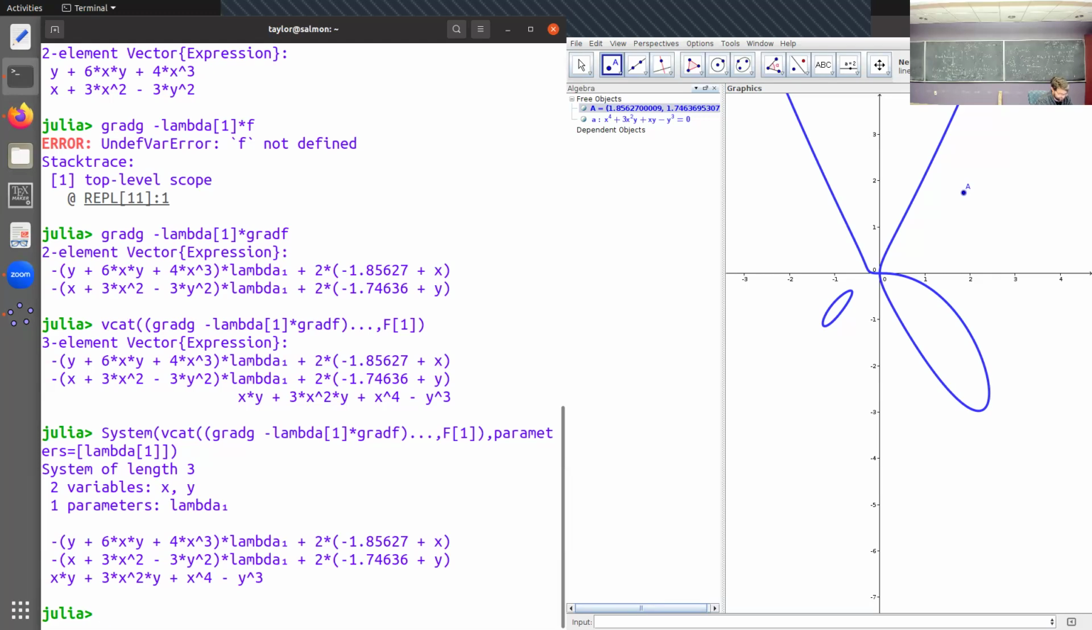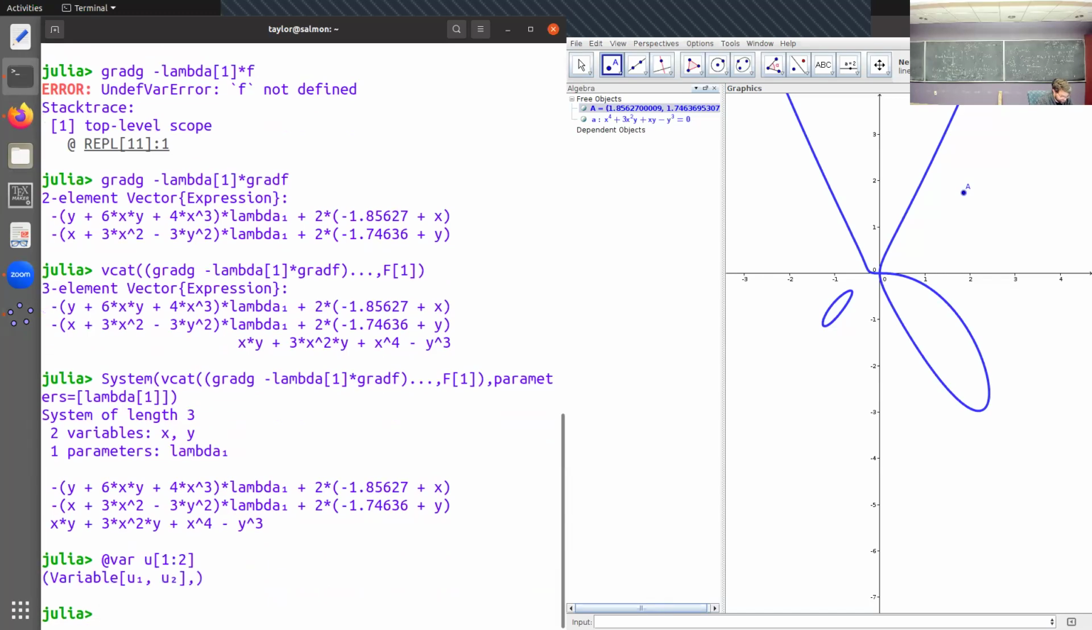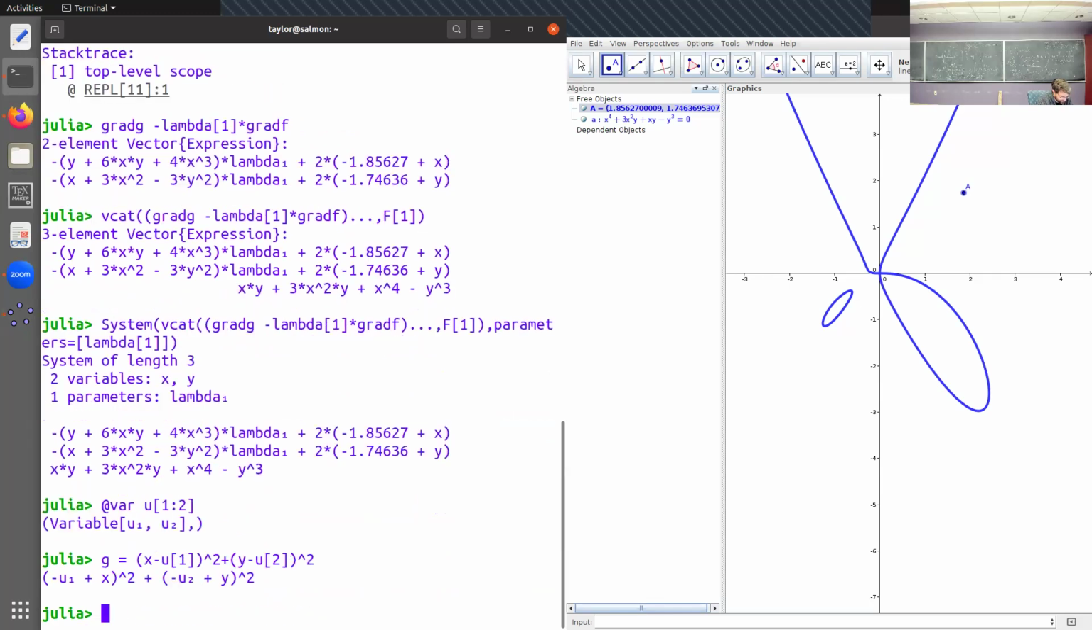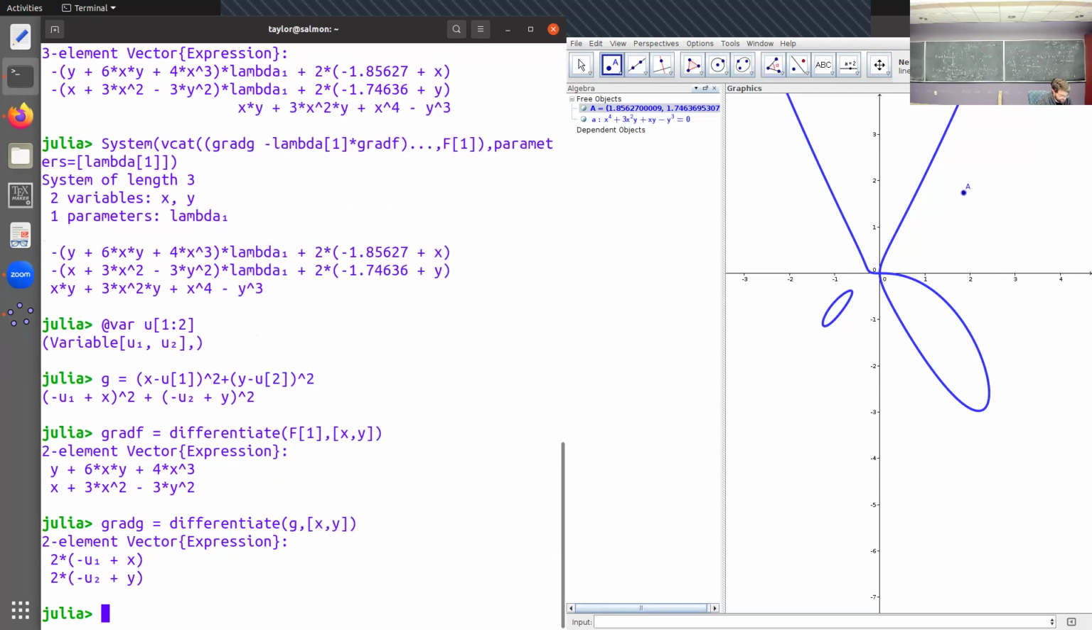Uh-oh, what's going wrong? Oops. Sorry, everybody. I forgot to put in the parameters. G should depend on the parameters U1 and U2. My choice of U1 and U2 is one particular parameter value, of course. Okay, so we still need grad G. That's grad F. Grad G. Great.